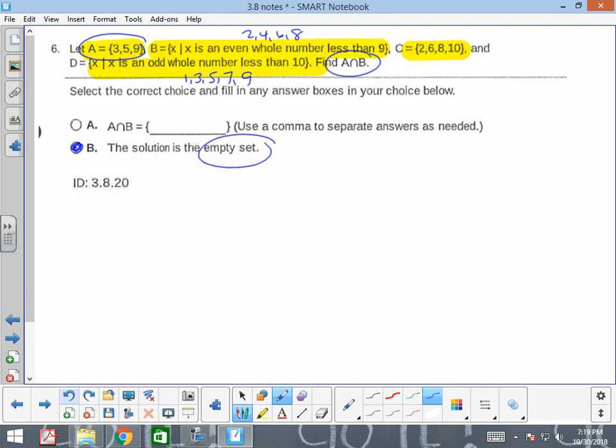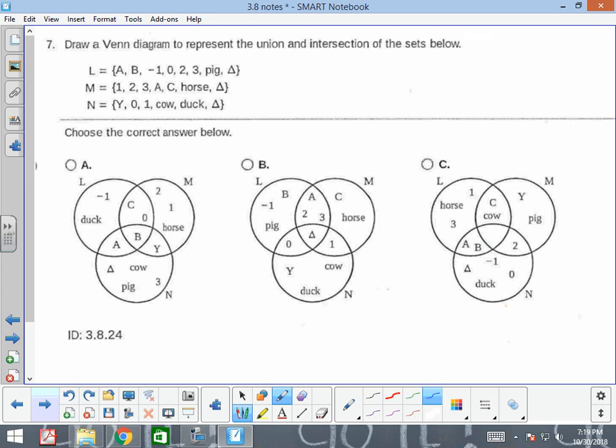All right, number 7. It says draw a Venn diagram to represent the union and intersection of the sets below. So on this one, we're looking for the union and the intersection. Intersection means what do they have in common? They all have this triangle in common. Okay, and they have nothing else in common.